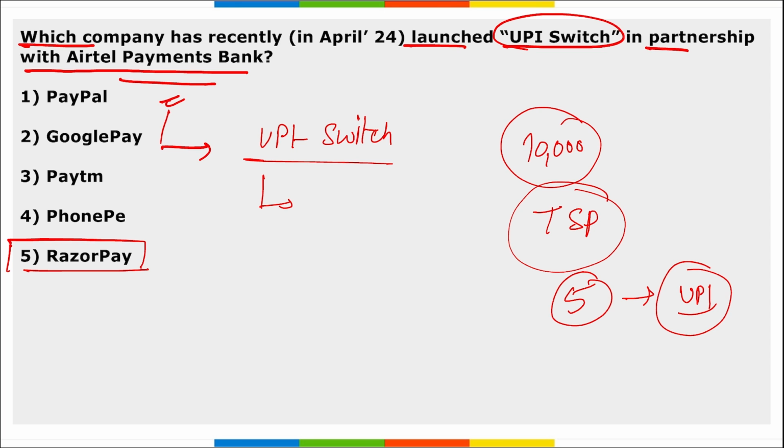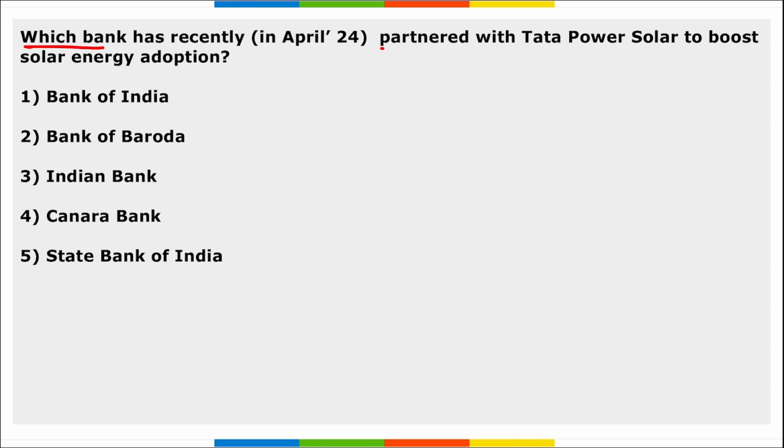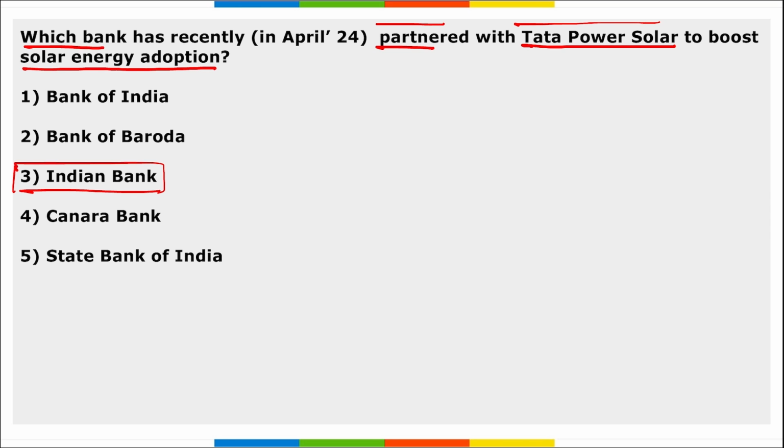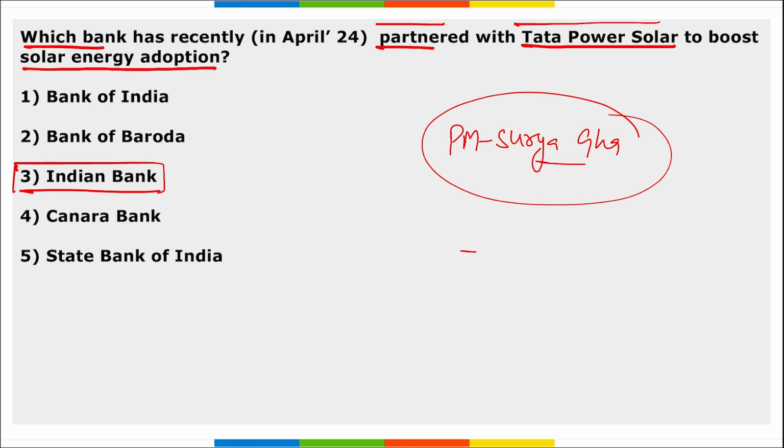Right? Next, which bank has recently partnered with Tata Power Solar to boost solar energy adoption? It is Indian Bank. Right? Indian Bank has recently partnered with Tata Power Solar to boost solar energy adoption. Correct? And basically providing financial support to residential consumers for installations. Also remember, PM Modi launched the PM Surya Ghar Muft Bijli Yojana in February, and the scheme was launched with an outlay of 75,021 crore rupees.